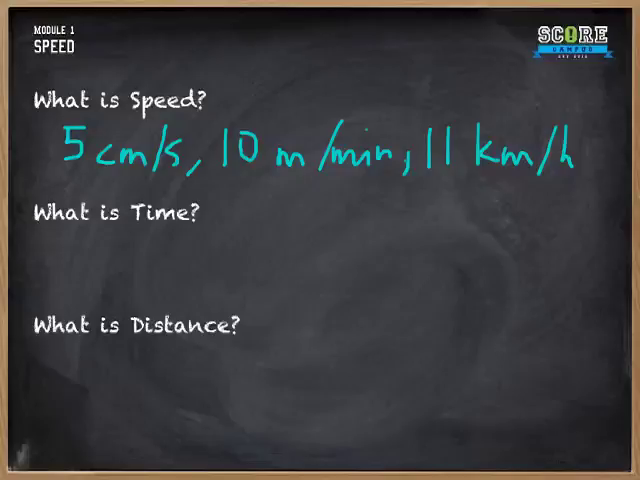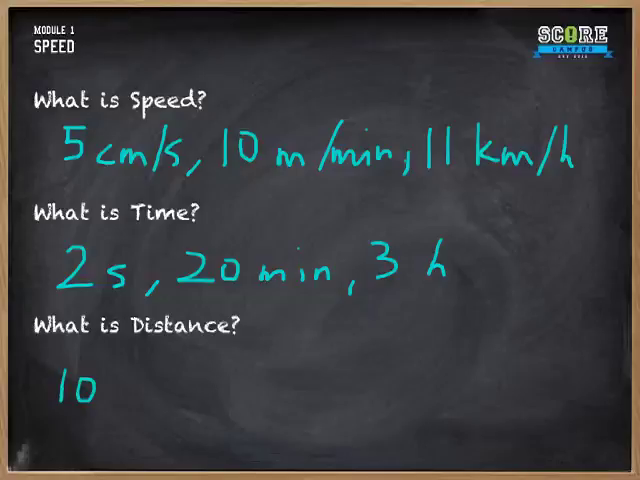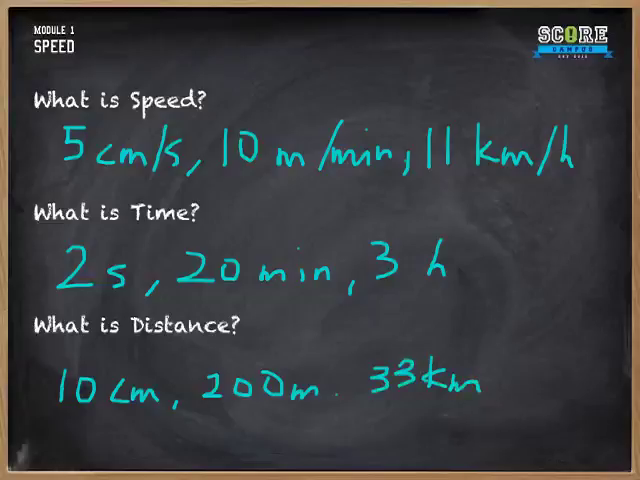What is time? Time is how long it takes to travel. Example, 2 seconds, 20 minutes, 3 hours, 4 days. All this is time-based, right? What is distance? Distance is how far you travel. Example, 10 centimeters, 200 meters, 33 kilometers, 95 yards, 112 miles, and it goes on. Really depends on which part of the world you're from.